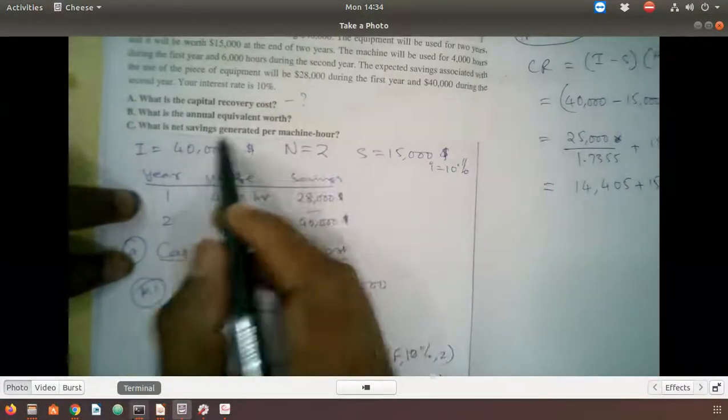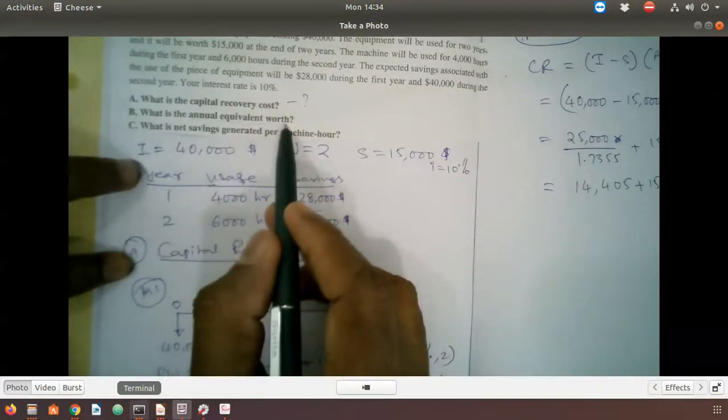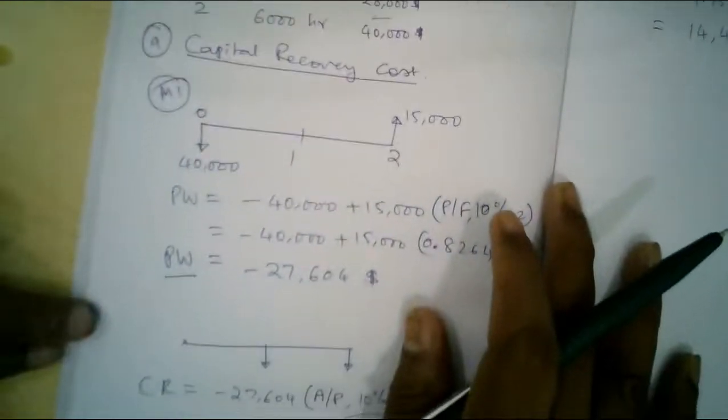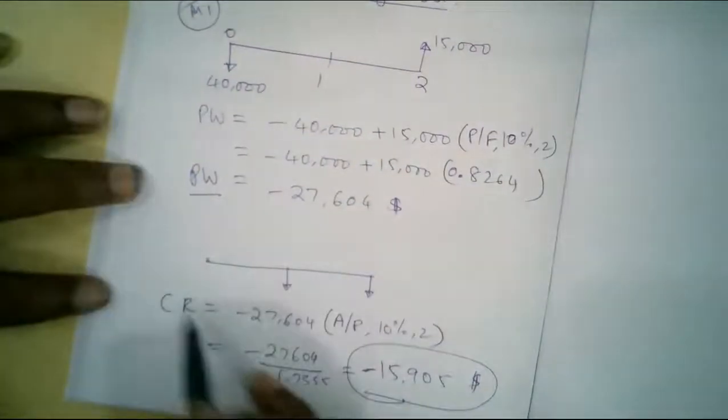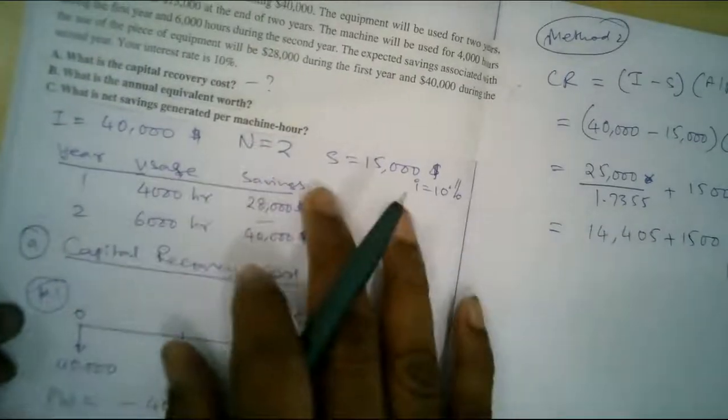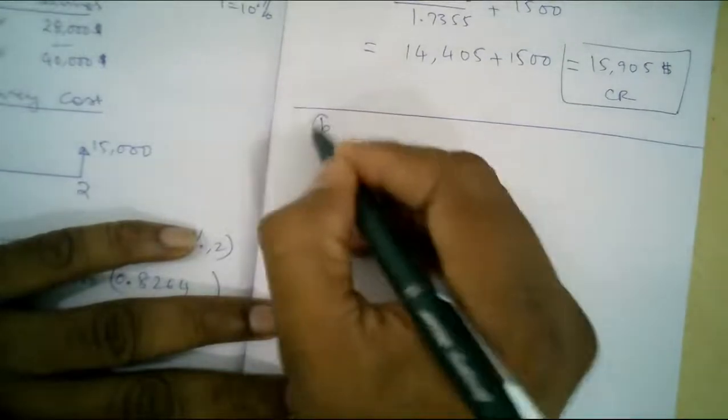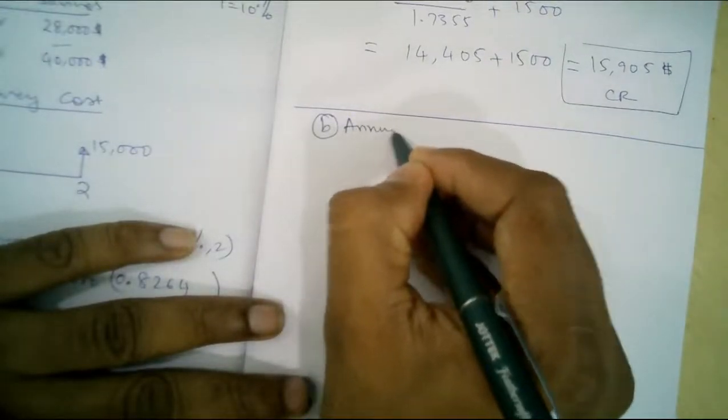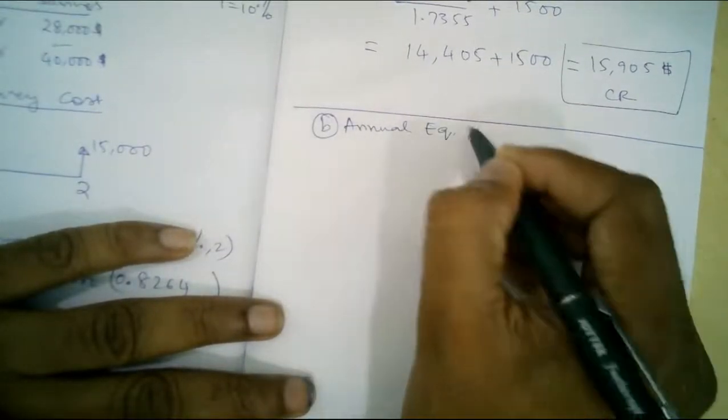That is, what is the annual equivalent worth? Here we calculated the annual equivalent cost, which is nothing but 15,000. Now for the annual equivalent worth, I need to consider everything. So let us do that. So part B, annual equivalent worth.